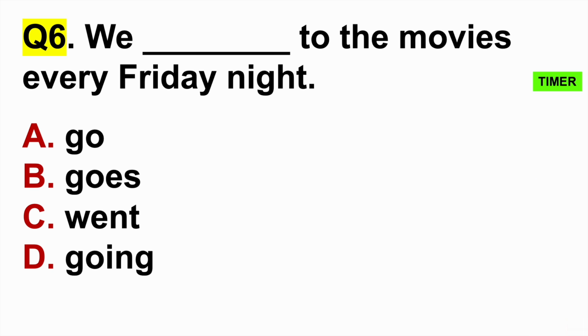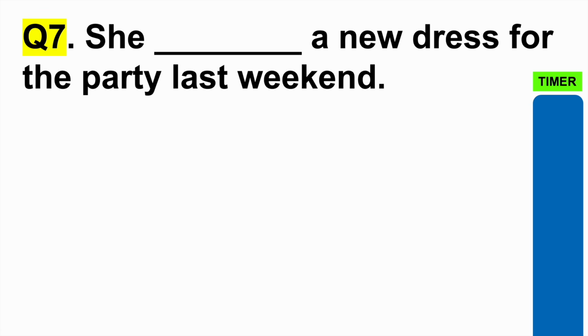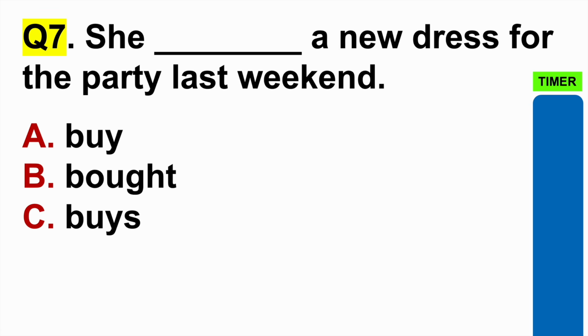And please try one more before we move on to a different type of English proficiency test. Question 7. She blank a new dress for the party last weekend. Is the correct answer A, buy, B, bought, C, buys, or D, buying? Here is your timer.